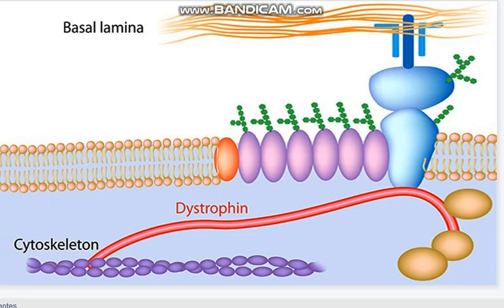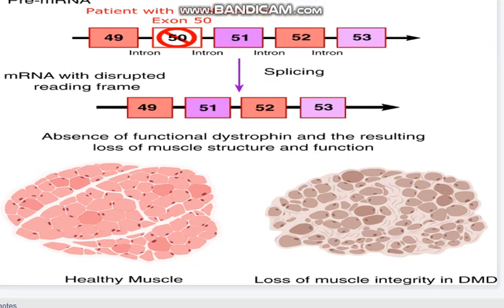In Duchenne muscular dystrophy, the dystrophin gene is responsible. It is non-functional due to a genetic condition. The deletion of exon 50 produces the loss of muscle integrity and a non-functional dystrophin protein. This protein loss causes loss of muscle structure and function.